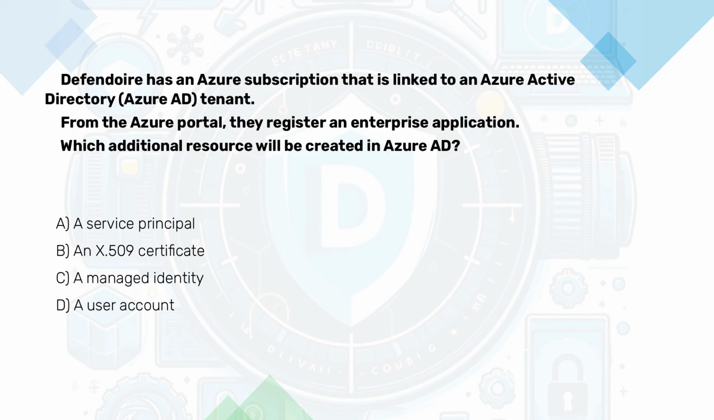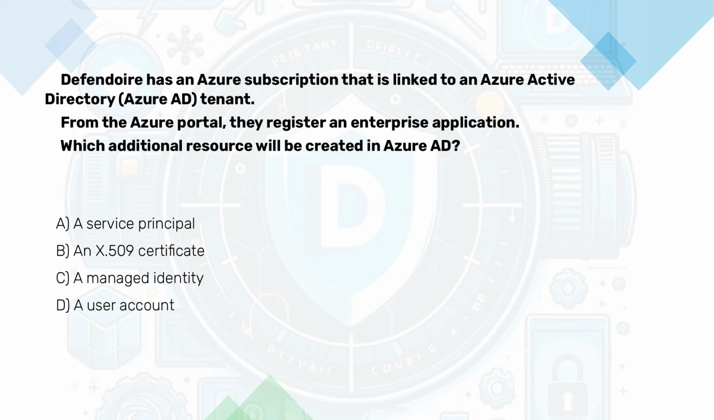We have an Azure subscription that is linked to an Azure Active Directory tenant. From the Azure portal, they register an enterprise application. Which additional resource will be created in Azure Active Directory? A, a service principal. B, an AZ-500 certificate. C, a managed identity. D, a user account.